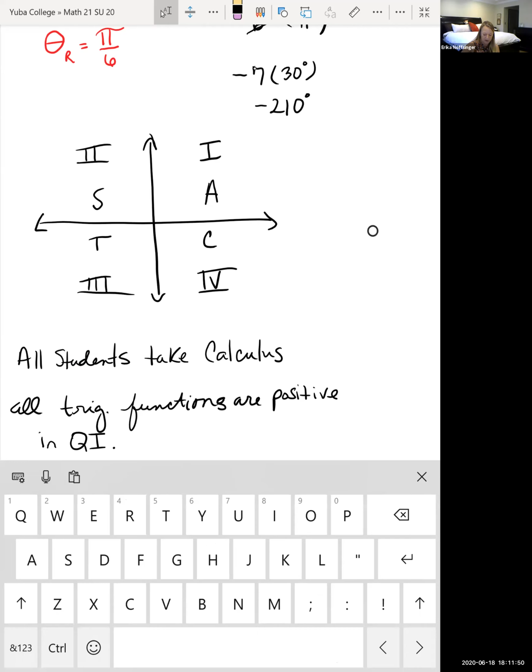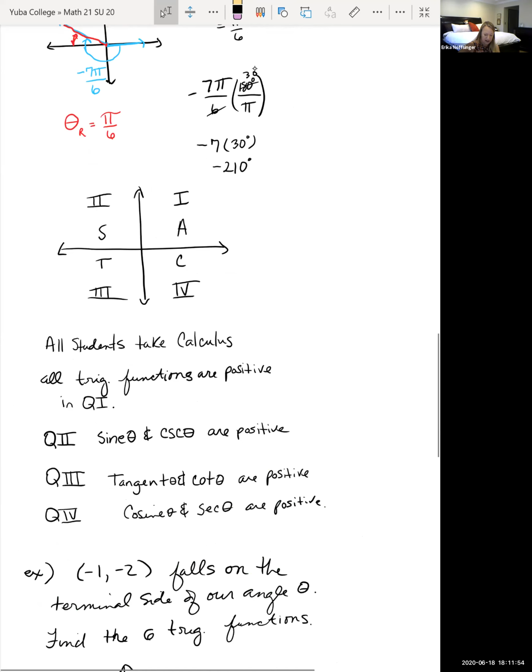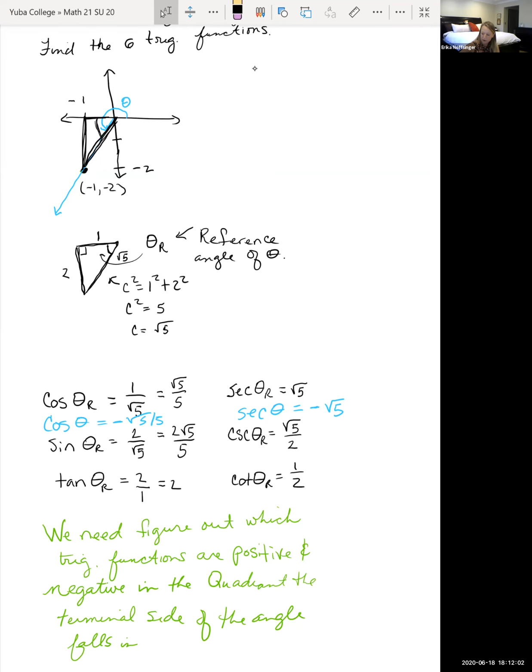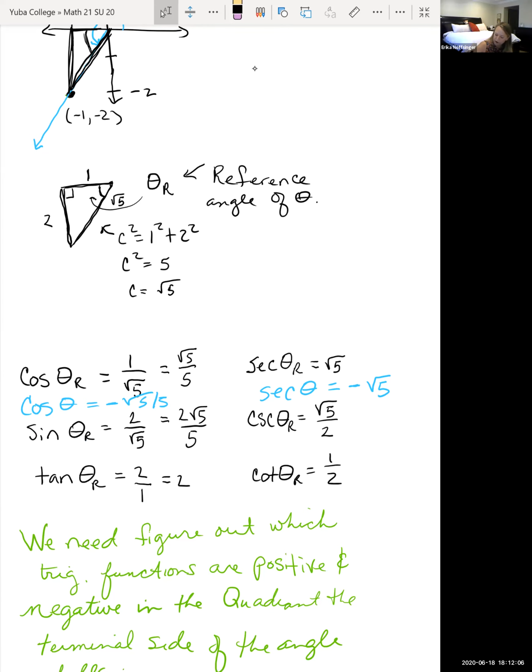So we can actually just use that to go back down here. All of these trig functions at our reference angles that we found are going to be the same or the negative depending on the quadrant. Sine is negative in quadrant 3, tangent's positive in quadrant 3, so that would be the same. So sine theta is negative 2 root 5 over 5. Tangent of our original is positive, it's the same. Cosecant of the original angle is negative, so negative root 5 over 2. And cotangent of the original angle, cotangent is positive in quadrant 3.